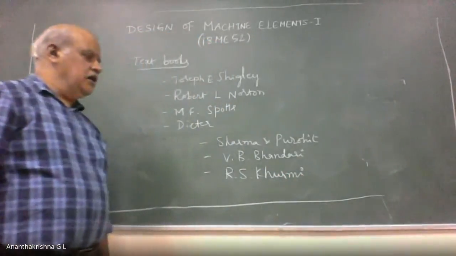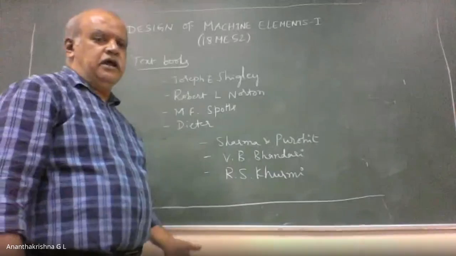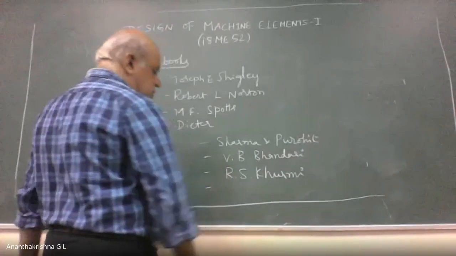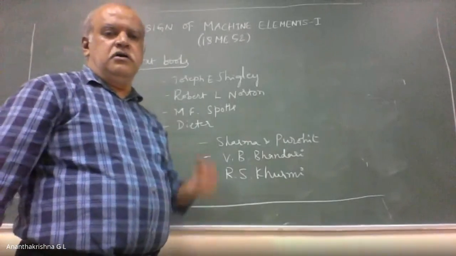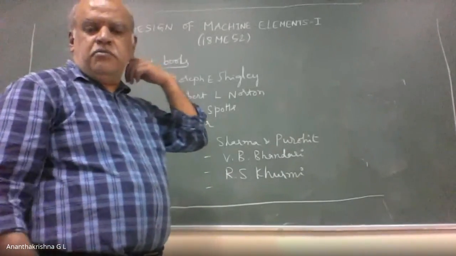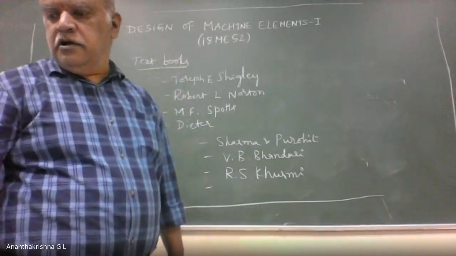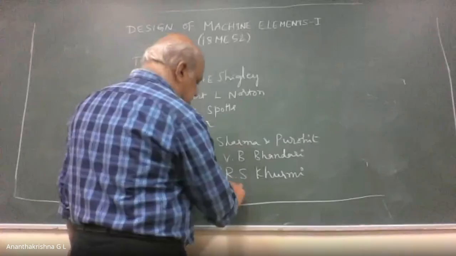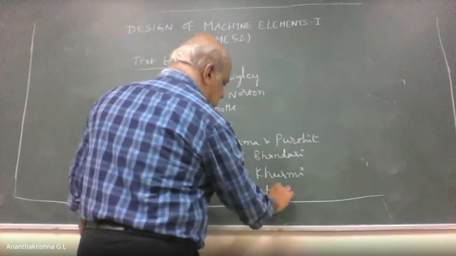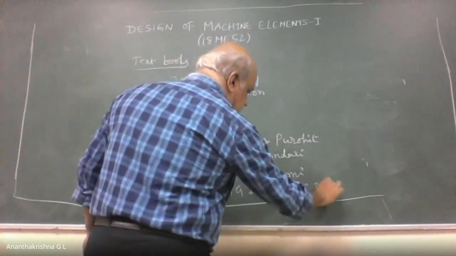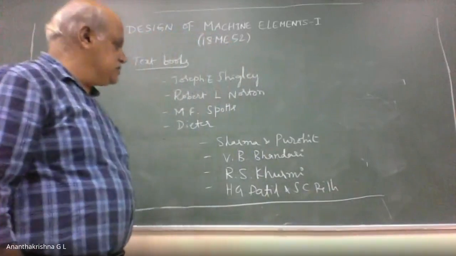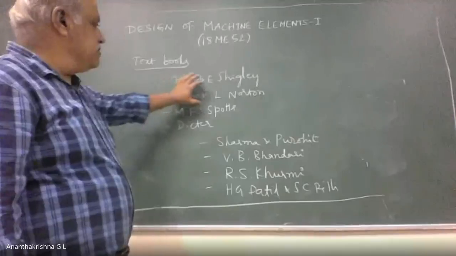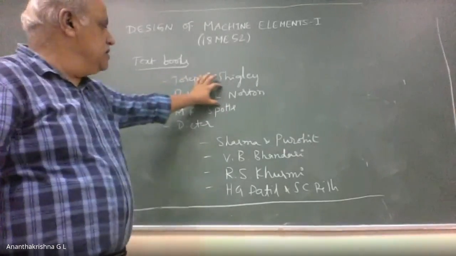Other local authors are also there, like T. Krishna Rao, and so on. Then M. H. Channaya. Then you have got several other books under local authors. That is S.C. Pilli, Design of Machine Elements by H.G. Patil and S.C. Pilli. There are several books. So normally we go through Sharma and Purohit, Kurmi, and wherever necessary Robert L. Norton, which is a little advanced textbook.